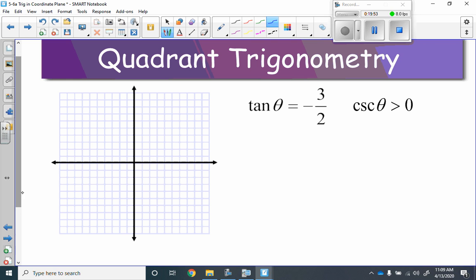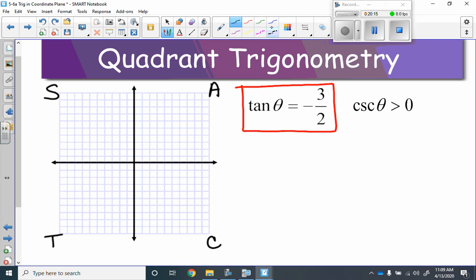Here I have tangent of theta is equal to -3/2, and the cosecant of theta is greater than 0. So we're going to take a look at which quadrant are we in. So right here, it tells us that the tangent of theta is negative. So when you think of all students take calculus, we're going to look at which quadrant is tangent negative in. And that puts us in the second quadrant as well as the fourth quadrant.